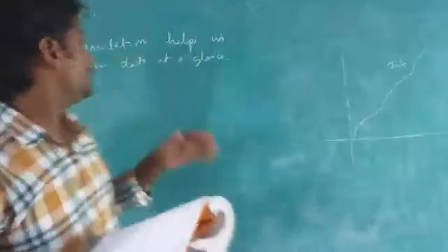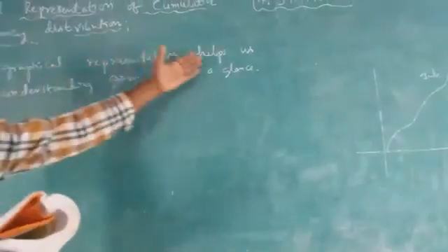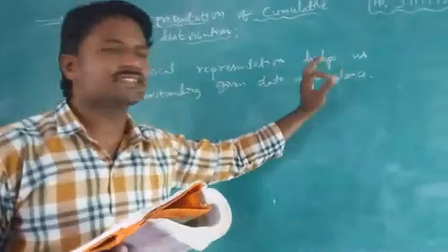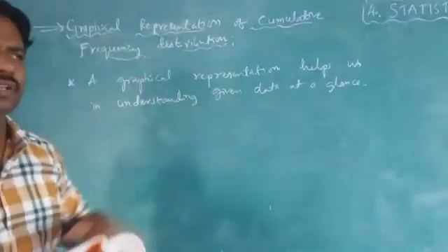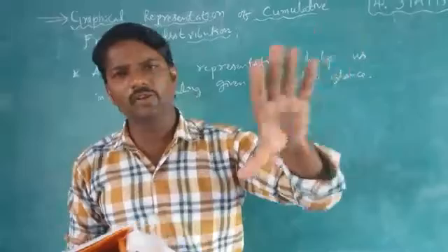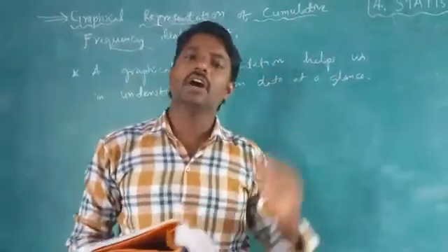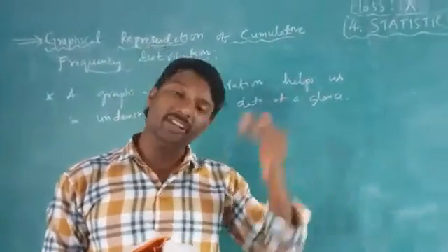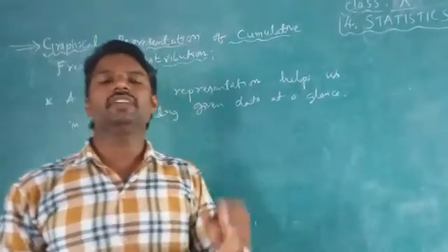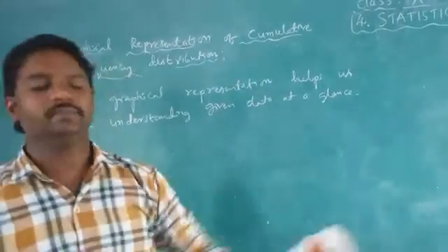So what is meant here? A graphical representation helps us in understanding given data at a glance. Glance means a sudden look, meaning no need to read the table. How many runs each cricketer scored, how many balls he faced, and who got him out. All this information will be given in the representation only. Okay, children?